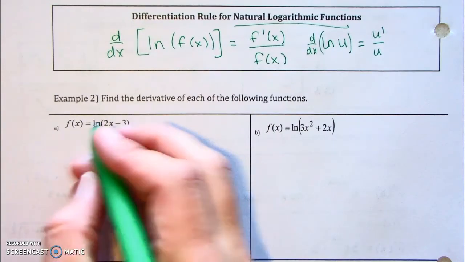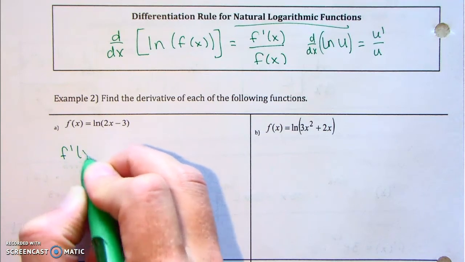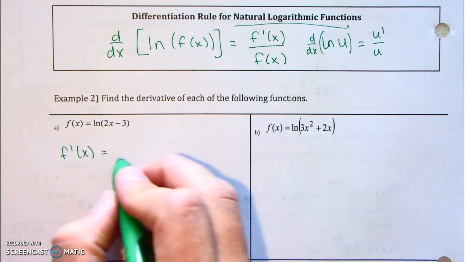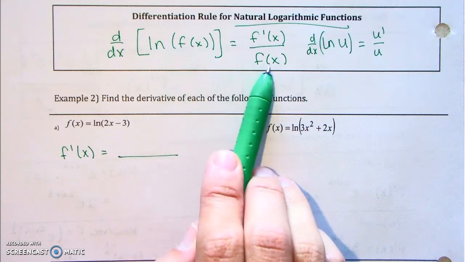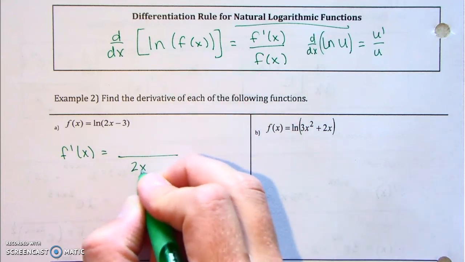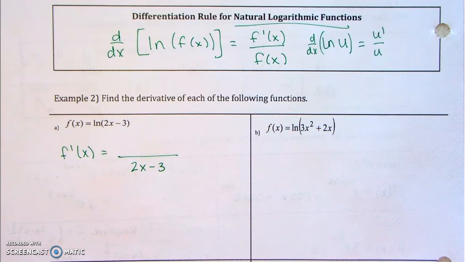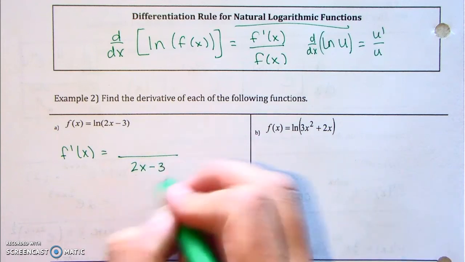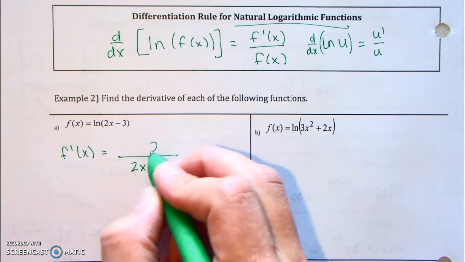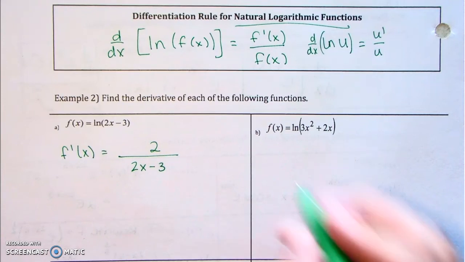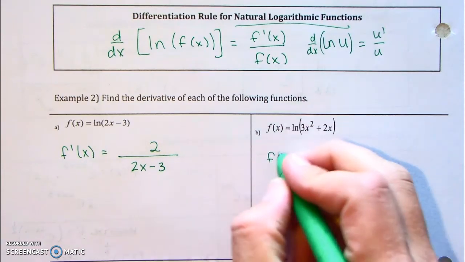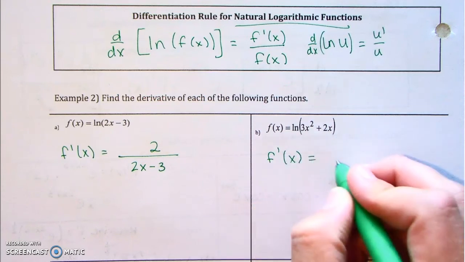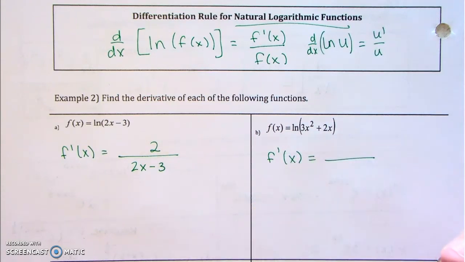Here we go. Find the derivative. F prime. The original function goes where? F of x goes in the denominator, 2x minus 3. And the derivative goes in the numerator. So what's the derivative of 2x minus 3? It is 2. That's it. I know you're wondering, that's it? Yep, that's it.